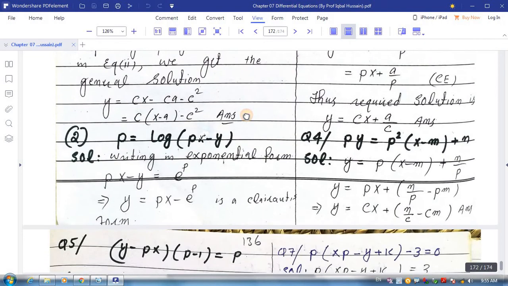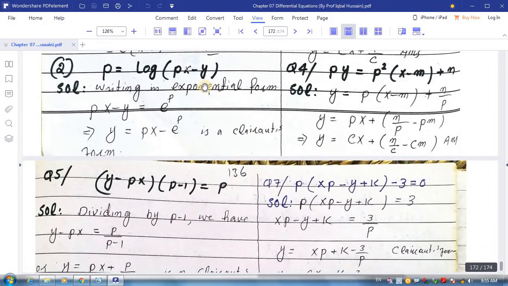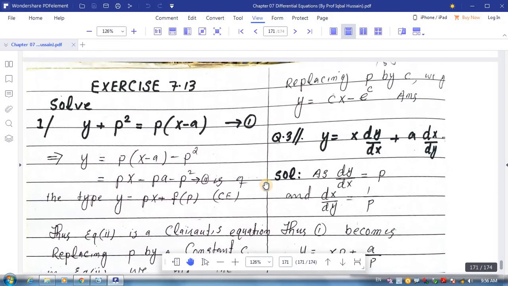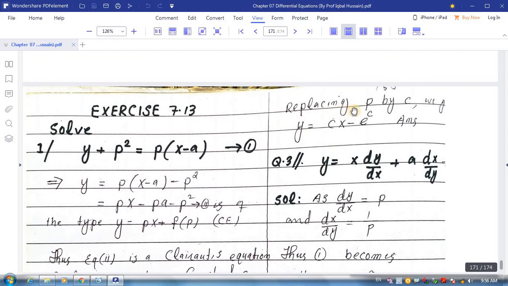Now we come to another question. This is a differential equation written in exponential form. px minus y is equal to e power p. We can write this equation as y is equal to px minus e power p. This is a Clairaut's equation. If we replace p by c, we get y is equal to cx minus e power c. This is the general solution.